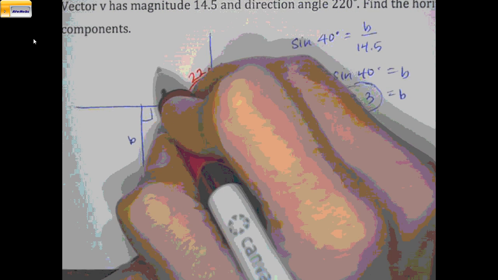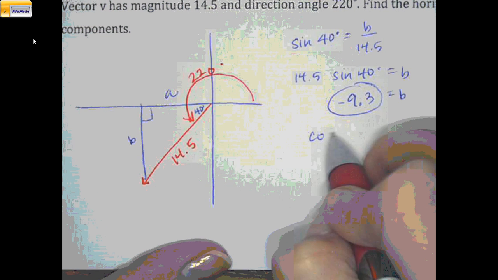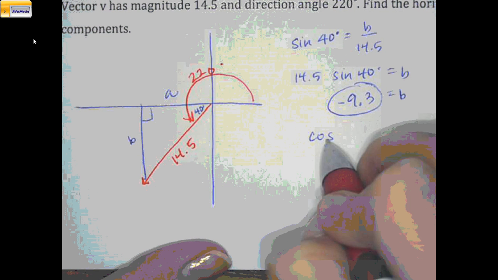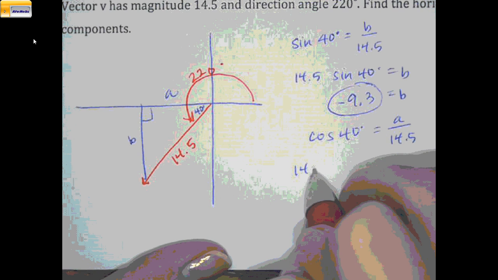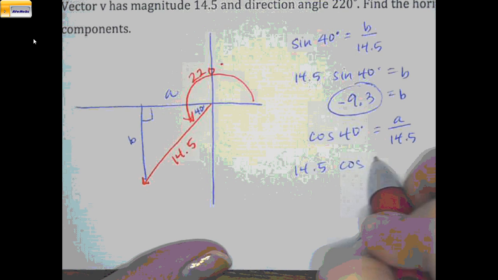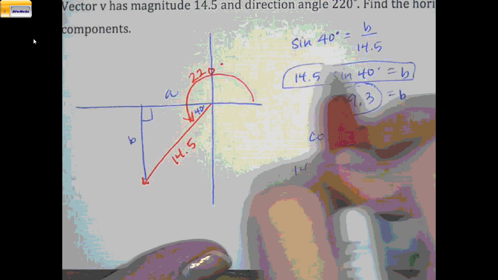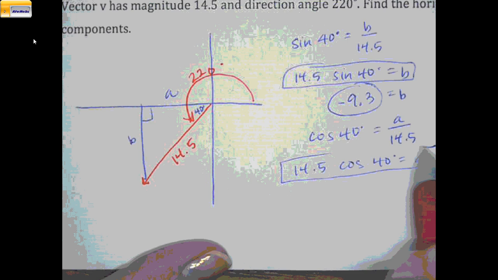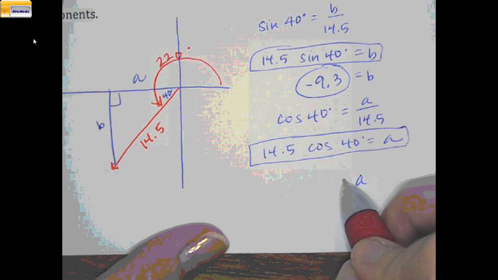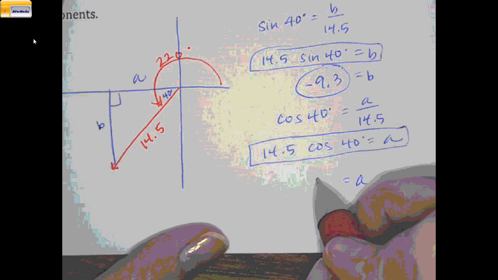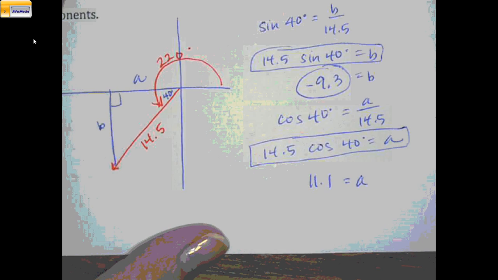All right, how do we find A? What do I do? How about cosine of 40 is adjacent over hypotenuse? So 14.5 times cosine of 40 degrees equals A. And notice these guys right here, those are those formulas we looked at earlier. So A is? Nice job. 11.1, but is it? Negative, because you have to go left.